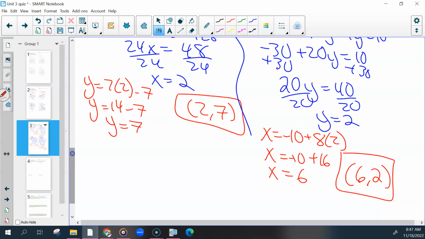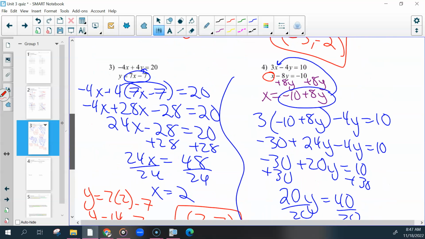8y. So these would cancel, yes, but you're moving it to the other side. Questions on that last one? I guarantee that you will see one like this on your test, so make sure that you solve for your variable first. Just like the quiz, there will be no fractions or decimals for answers.